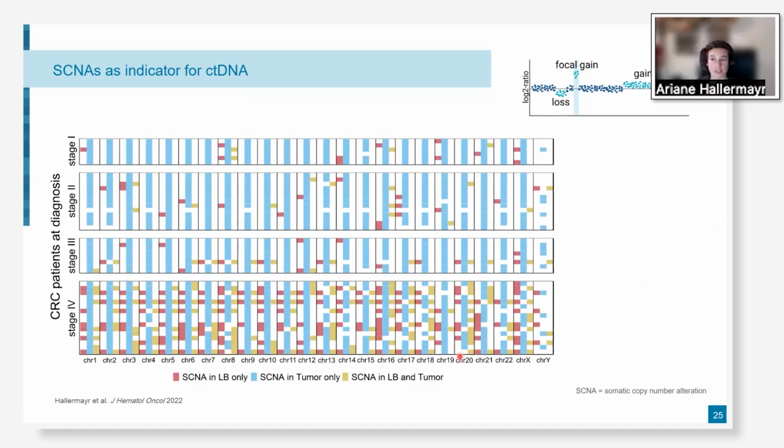This is quite a complex plot, but each line represents all patients that were analyzed, and it was compared whether somatic copy number alterations were present in liquid biopsy only, in tumor tissue only, or in both liquid biopsy, so plasma samples, and tumor tissue. And as marked here with those arrows, there are already stage 1 patients for which it was possible to identify overlapping somatic copy number alterations between plasma samples and tissue samples.